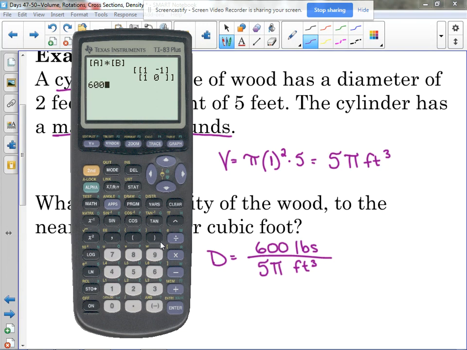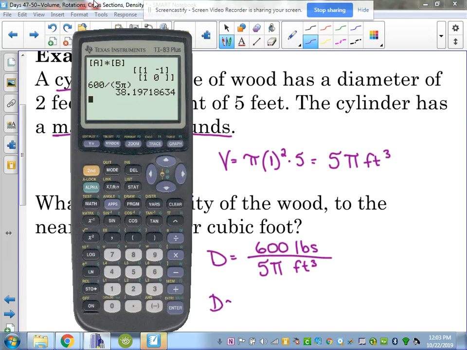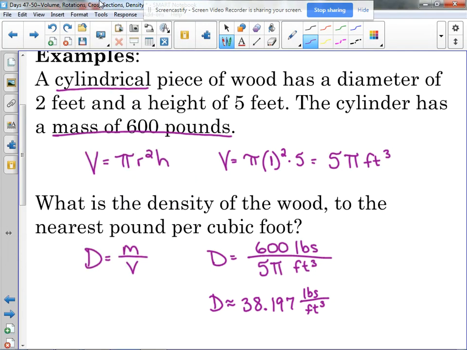Be careful with this, though. When you divide by 5 pi, you must put parentheses around the 5 pi to get it correct. So our density here is approximately 38.197 pounds per cubic foot. Density is always going to have a weight unit on top and a volume unit on the bottom because you have divided mass by volume. So that is our density.